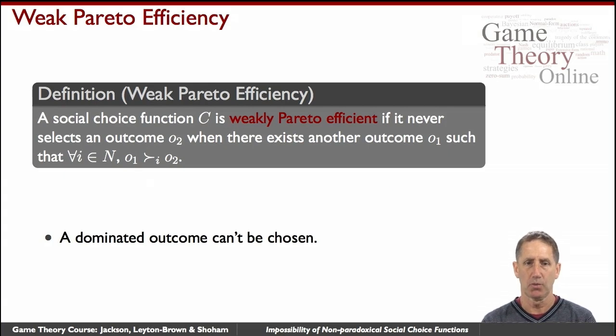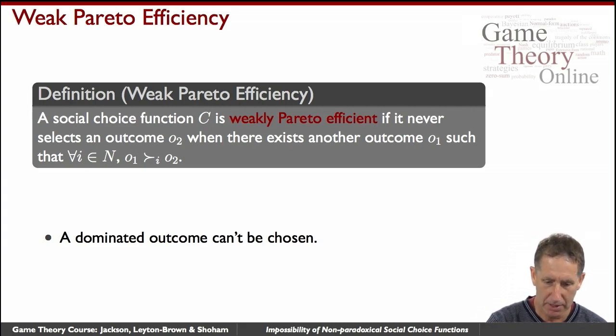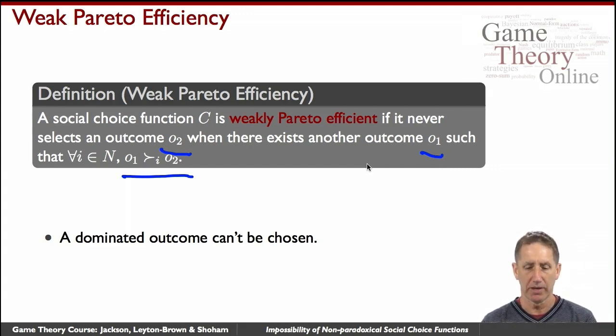So let's first define weak Pareto efficiency. We'll say that a social choice function C is weakly Pareto efficient if essentially it never elects a dominated outcome or candidate. So if there is a candidate O2 such that there is some other candidate O1 that is always preferred to O2 by every voter, then the weaker candidate O2 would never be elected. Seems like a reasonable criterion, and we'll call that weak Pareto efficiency.